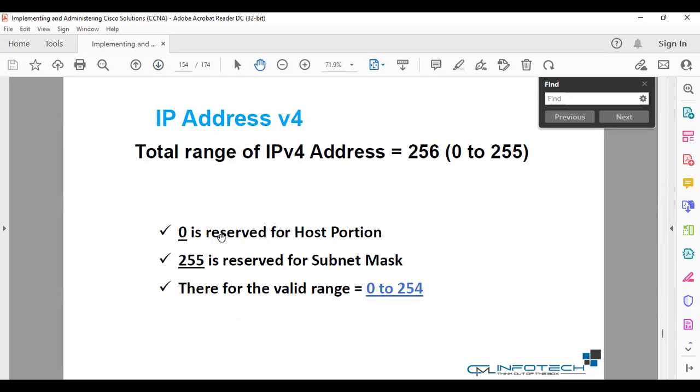Now, the 0 is already reset. We're talking about how to identify the host portion. The total IPv4 address space includes 0 to 255. From that, 0 and 255 are reserved. So the remaining valid IP range is 1 to 254.